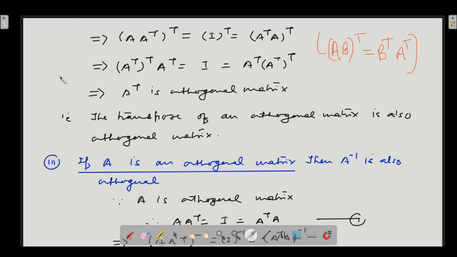It simply implies that the transpose of an orthogonal matrix is also an orthogonal matrix. This is the conclusion we can draw from here. Because we started with an orthogonal matrix, we reached the transpose of the orthogonal matrix, and that transpose also came out to be an orthogonal matrix. So we can say that the transpose of an orthogonal matrix is also an orthogonal matrix.